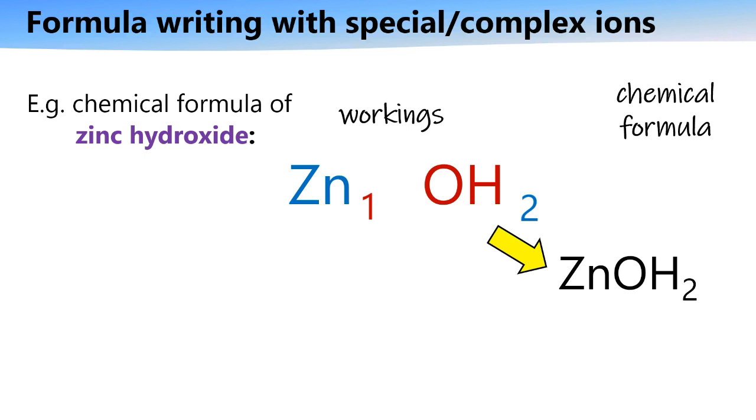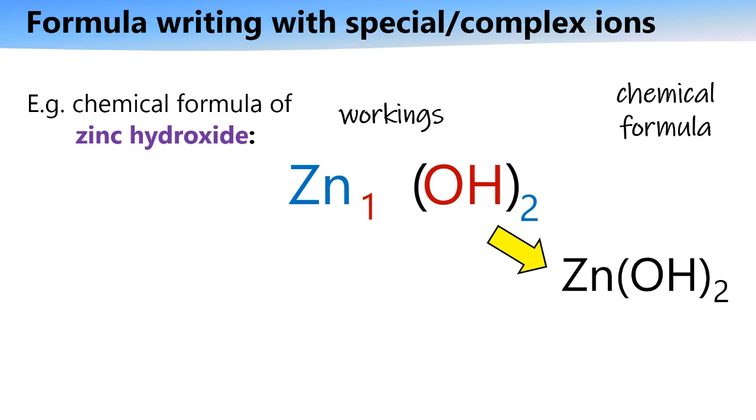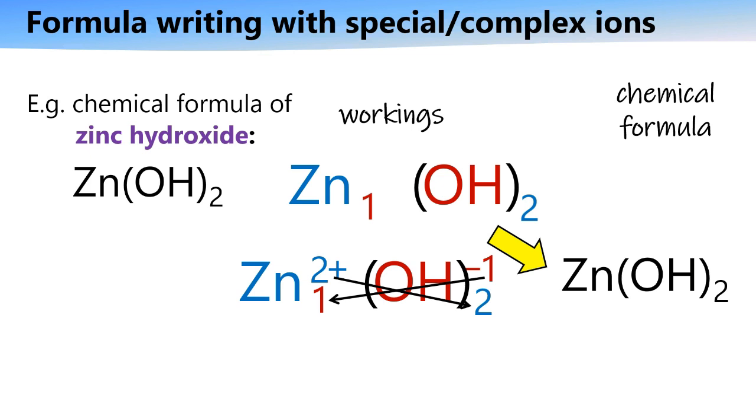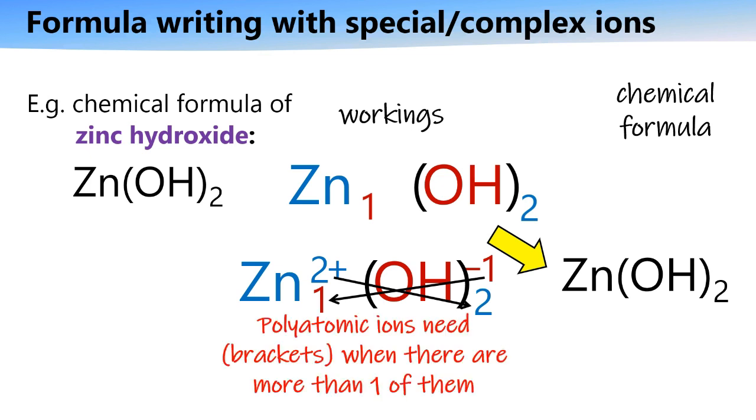ZnOH2. Alright, this might look correct, but it is actually wrong, because we need 2 of OH, not just 2 of H. So we need to bracket the OH together. So it is Zn(OH)2. Alright, so this is once again the working without the animations. So OH is a polyatomic ion. And please remember, polyatomic ions need brackets when there are more than one of them.